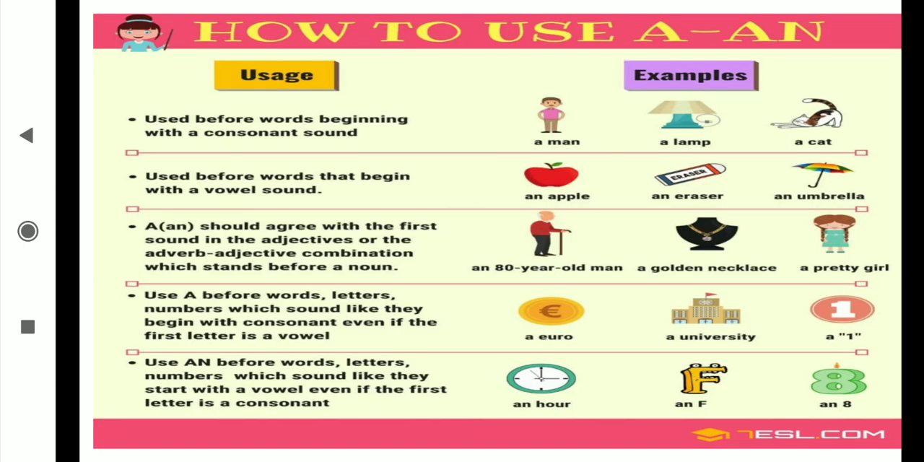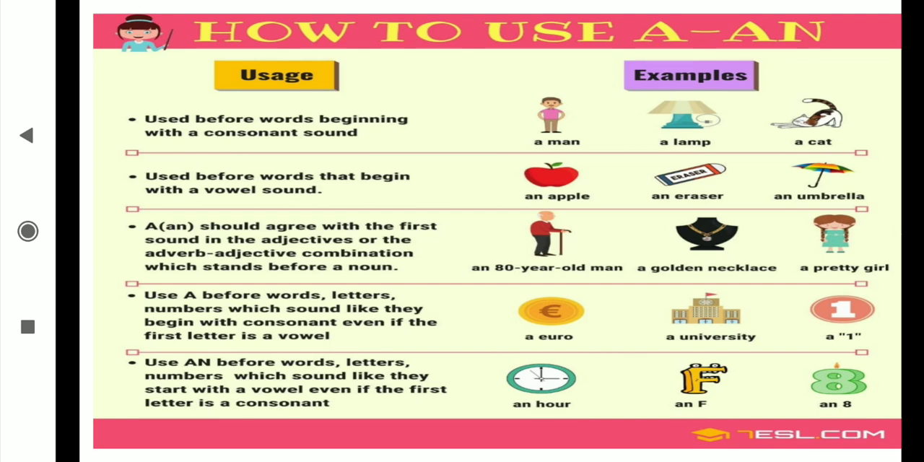Now let's see how to use "a" and "an". Again we are going to see it deeply. Use "a" before words beginning with a consonant sound: a man, a lamp, a cat. Use "an" before words that begin with a vowel sound: an apple, an eraser, an umbrella. "A" or "an" should agree with the first sound in the adjective, or the adverb-adjective combination, which stands before a noun: an 80-year-old man, a golden necklace, a pretty girl. It means we consider the first word, 80, golden, pretty, and by that we choose "a" or "an". Now 80, the pronunciation is "eighty", that's why we have used "an".